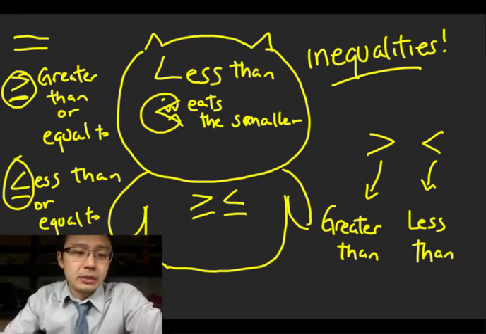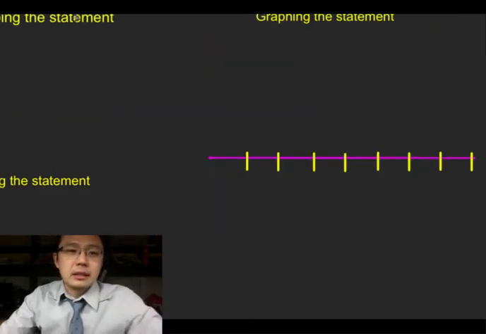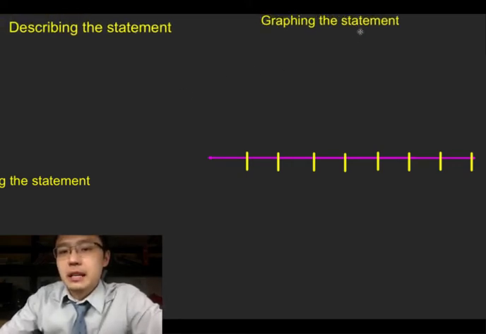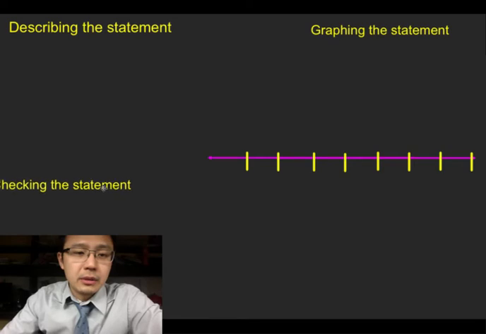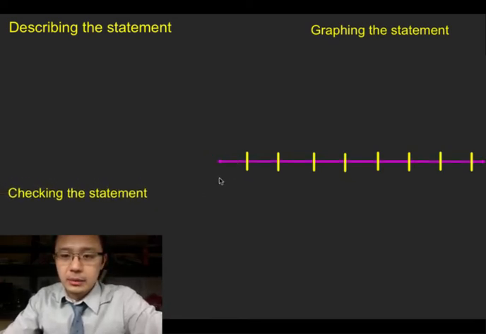So how do we do this with inequalities? When you look at this, there are four things you need to know. You need to describe the statement to understand it. You can graph it, and then you can always check whether you got it right or not. So let's see what we can do.